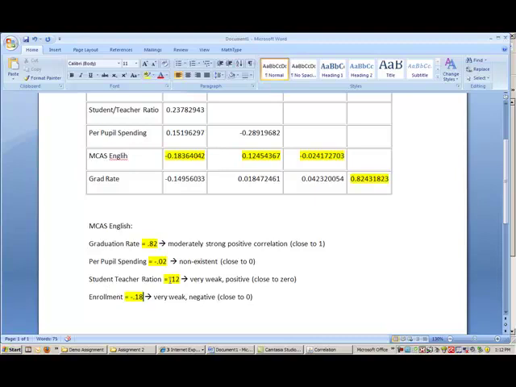Student-teacher ratio is only 0.12, which is close to 0, so there's a very weak positive relationship. So as the student-teacher ratio increases, there's a slight, very slight, increase in MCAS English scores. Enrollment, quite interestingly, is negatively correlated, but it is still a very weak correlation because it is close to 0. Apparently, the higher the enrollment, the lower the MCAS English scores are.